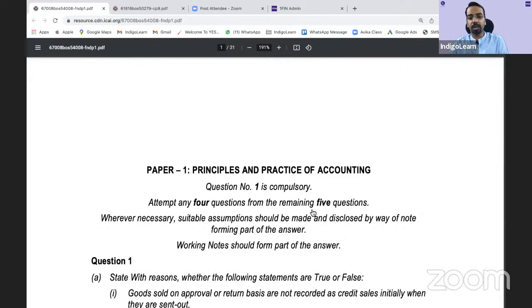Yes, you can do working notes first, and then you can take up the final answer next. That is also possible. I in fact had done working notes first, and then I had taken up the P&L and balance sheet in all matters: foundation, inter, final, everywhere. I had taken that approach only.